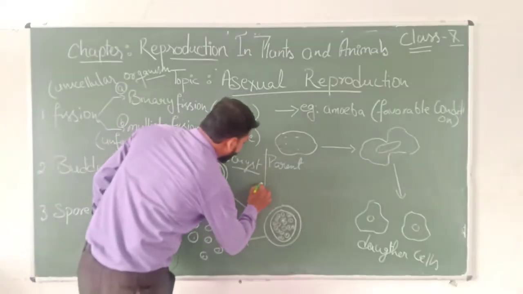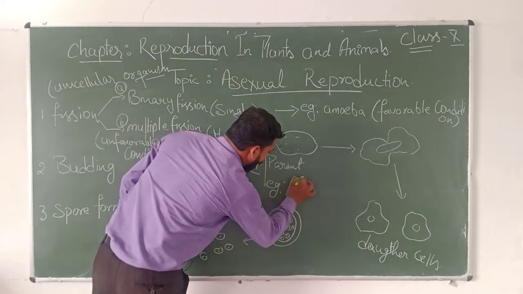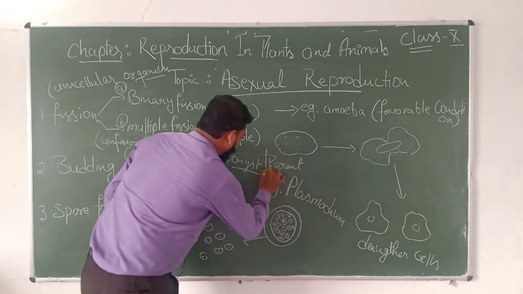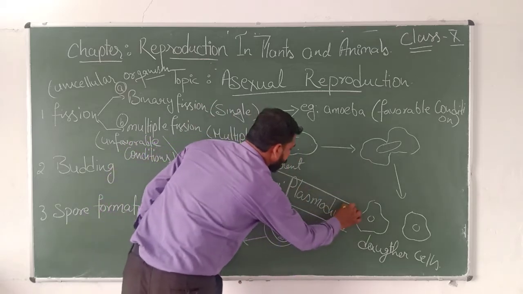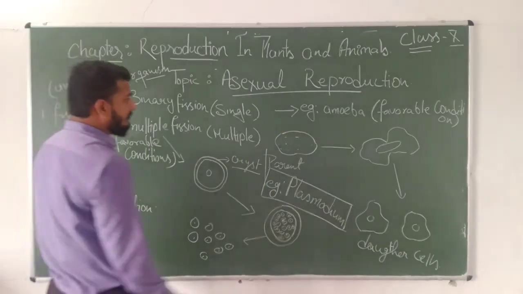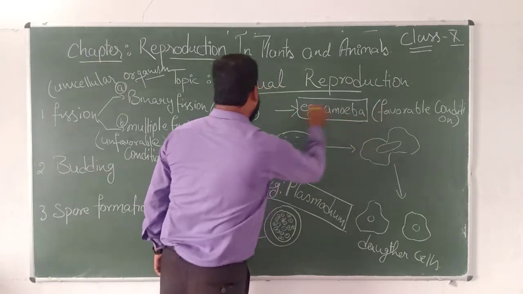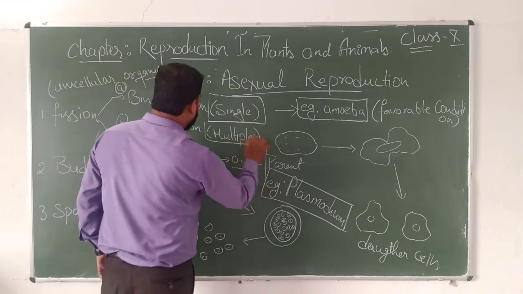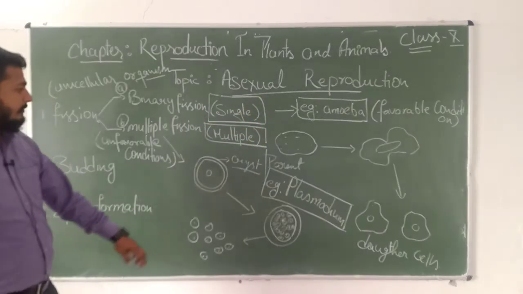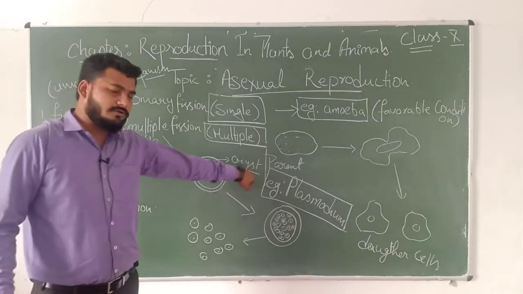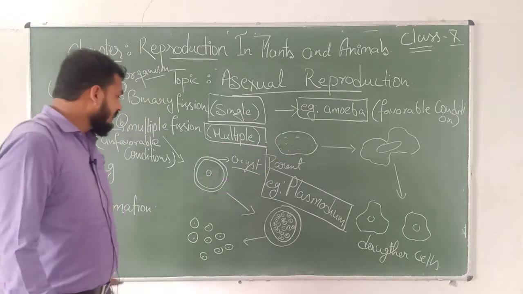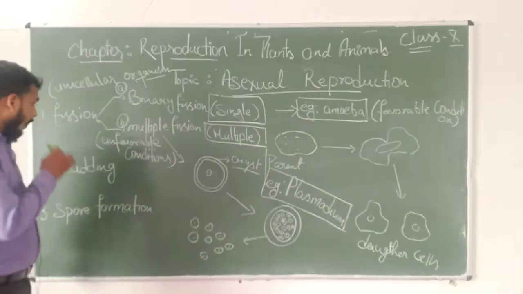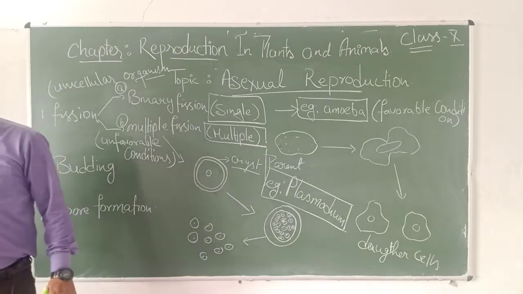And the example for this will be Plasmodium. Example for multiple fission is Plasmodium. Example for this is amoeba. This process has taken place once. This has taken place multiple times. There is formation of crust in case of multiple fission, no crust in binary fission. This takes place in favorable condition, and this takes place in unfavorable conditions.